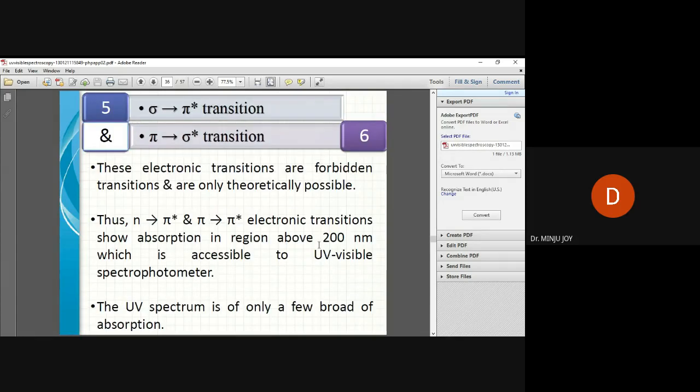Next is sigma to pi star as well as pi to sigma star. These transitions are forbidden, won't be visible, and are only theoretically possible. That's what I told, these two are not that relevant. Thus, n to pi star and pi to pi star electronic transitions show absorption in the region above 200 nanometers, which is accessible to a UV visible spectrophotometer. A UV spectrum shows only a few broad absorption bands.